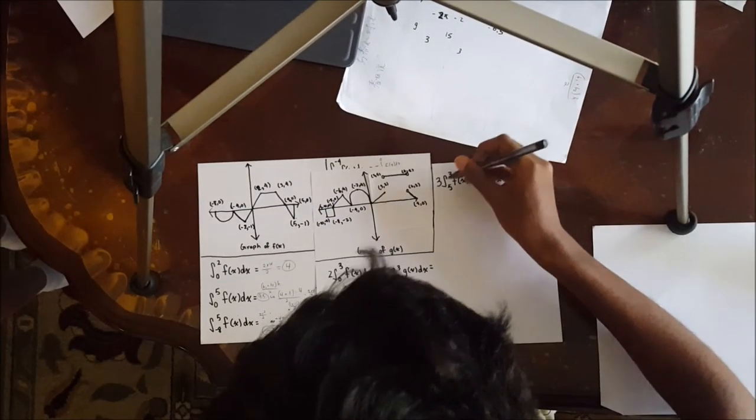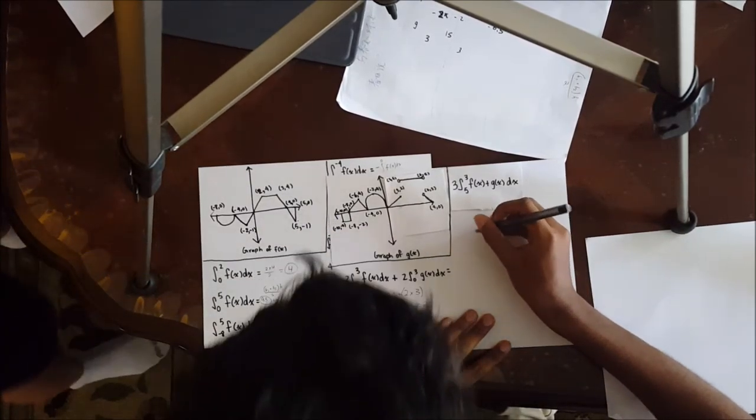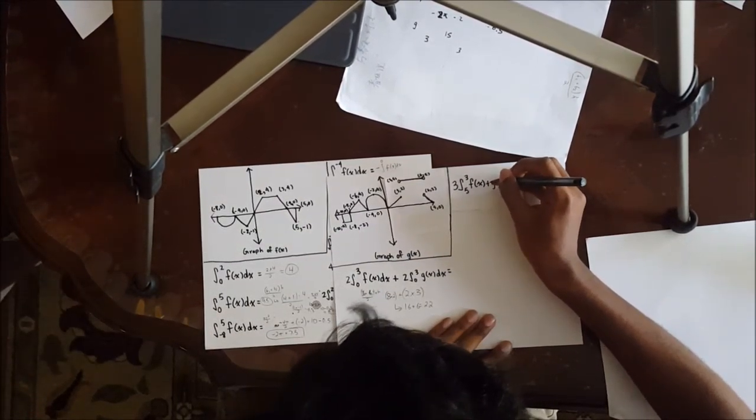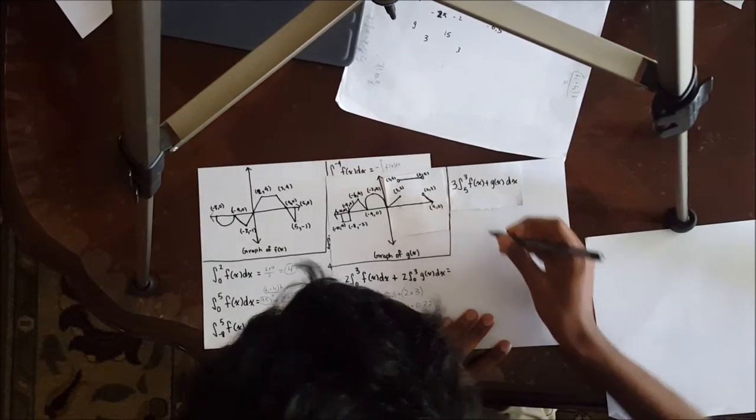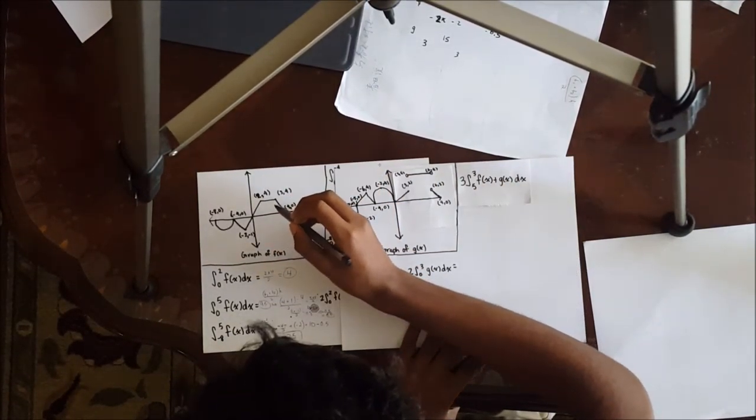Now you have something like this, and you're going to notice that there's a jump discontinuity as we go on. So from 3 to 5 of f of x plus g of x dx. So now let's just look at f of x from 5 to 3.